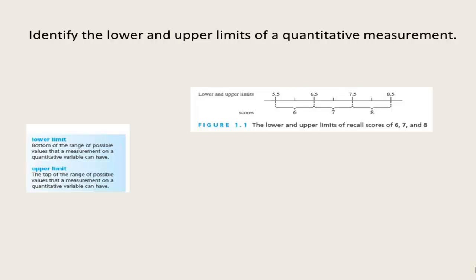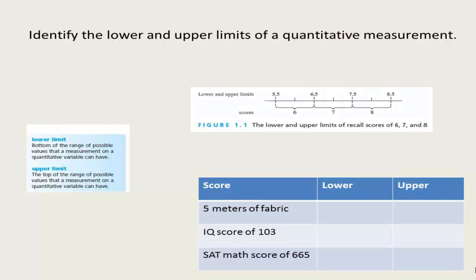What are the upper and lower limits of these scores? 5 meters of fabric, an IQ score of 103, SAT math score of 665. For the first example, the lower limit of the score is 4.5 and the upper limit is 5.5. In the IQ score example, the lower limit is 102.5 and the upper limit is 103.5. Finally, the lower limit of the SAT math score of 665 is 664.5 and the upper limit of the score is 665.5.